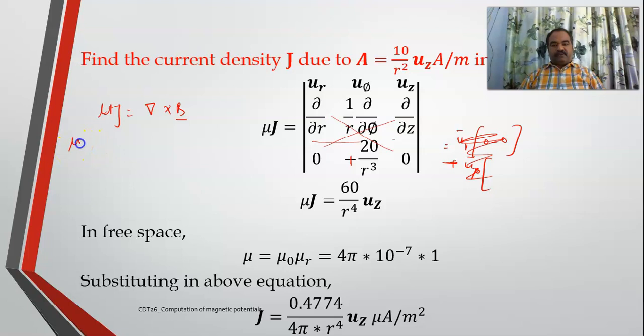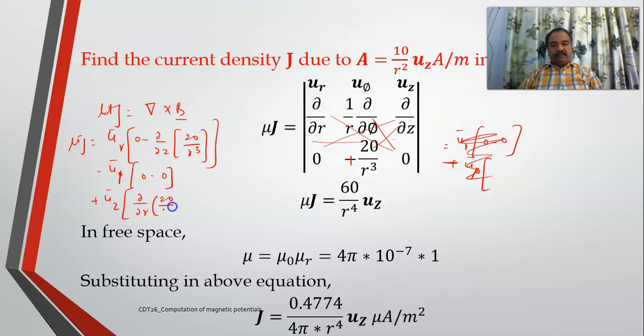I'll write it here. What is mu j? This is ur into, right? This is 0 minus dou by dou z of 20 by r cube minus u5, you will get 0 minus 0 plus uz, you will get dou by dou r of 20 by r cube minus 0. So this component is automatically 0 because it doesn't have any z component. Here you do have an r component. So what you will get ultimately minus 60 by r power 4 uz.